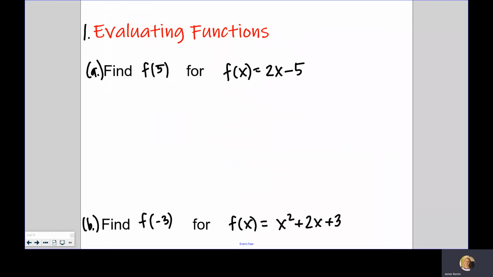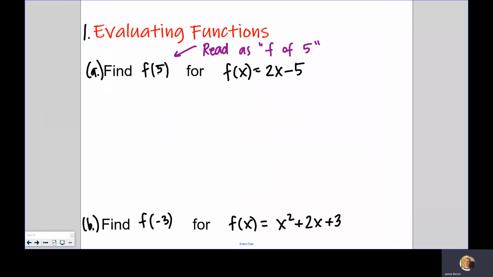All right, so what we're doing here is called evaluating functions. Evaluating functions is just a fancy way of saying plugging numbers into functions. That's all we're going to be doing here, just plugging numbers into functions. So it says find f of 5. Again, that's read as f of 5. Find f of 5 for f of x equals 2x minus 5.